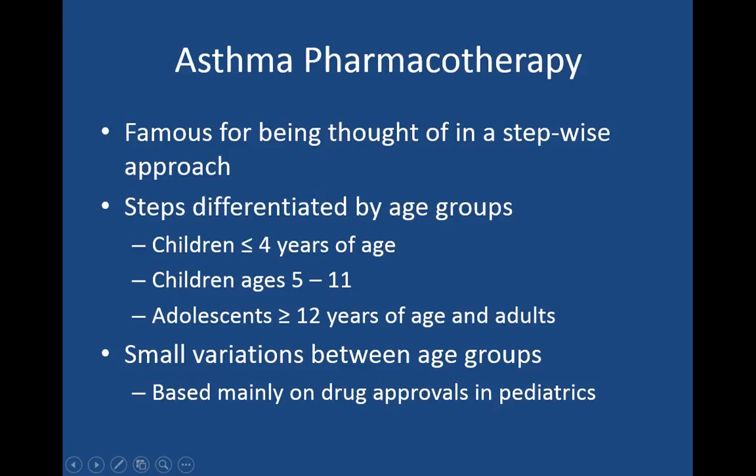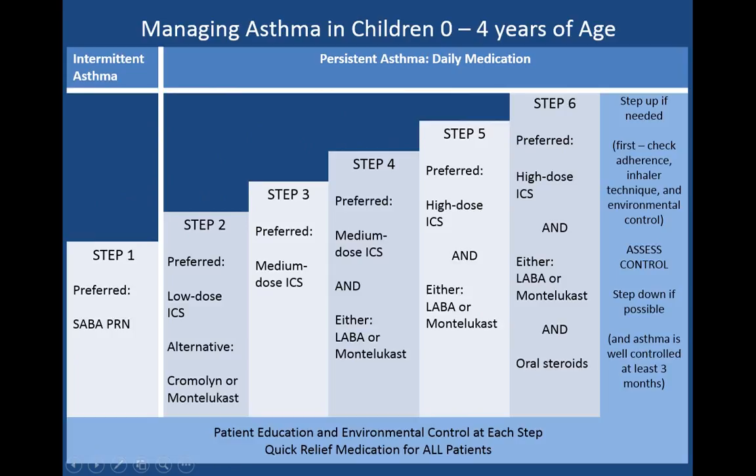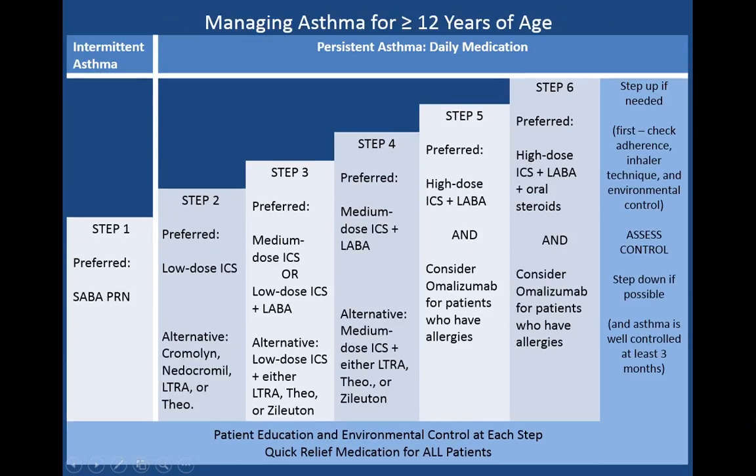There are just small variations between age groups depending on what drugs are approved for those age groups. So, children 0 to 4, 5 to 11, and then adults over 12 years of age are the next 3 slides. I don't expect you to be able to pick out therapy for children. I expect you to know this greater than 12 years of age situation, okay? I know it looks scary and crazy, but it's not as bad as you think it is, okay?